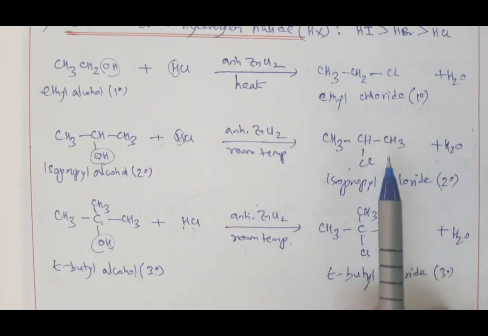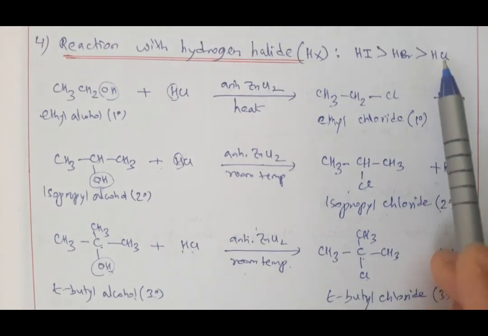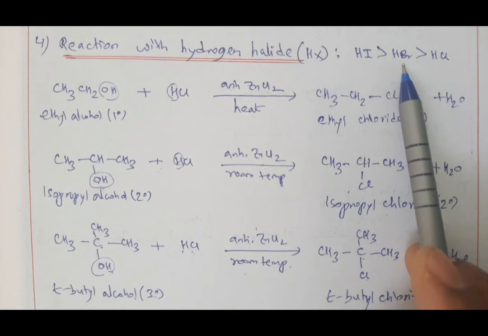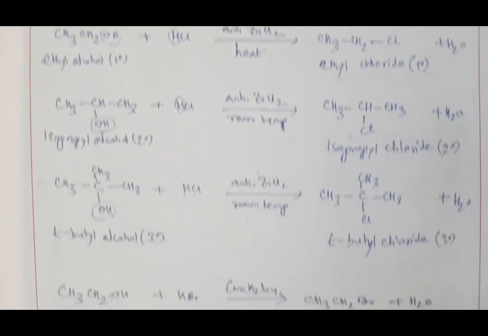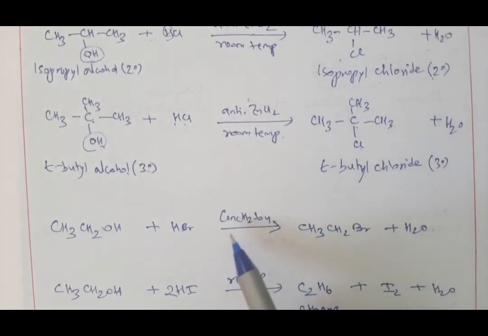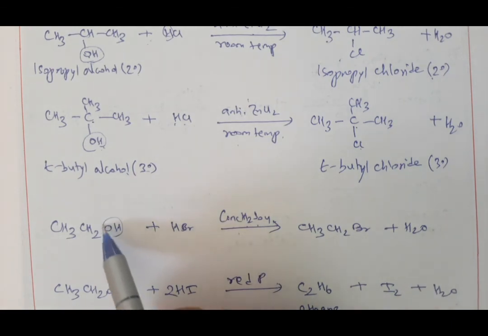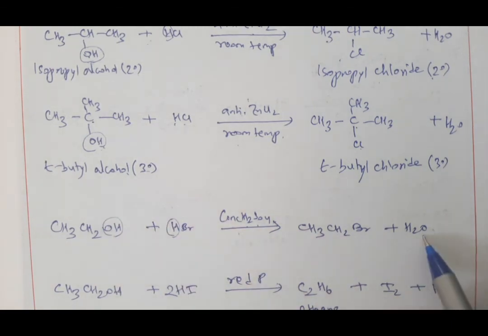Now we have seen enough reactions of HCl with primary, secondary, tertiary alcohol. Now let us see the reaction of HBr and HI with alcohol. When you react with HBr, at that time we use the catalyst conc. sulfuric acid, not anhydrous zinc chloride, and conc. sulfuric acid acts as a dehydrating agent. So here this OH will take this H again to form water. Then this ethyl will take Br to form ethyl bromide. So this is the reaction of alcohol with HBr.